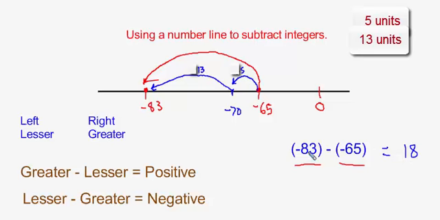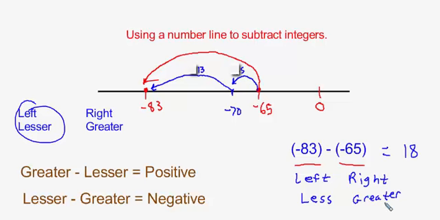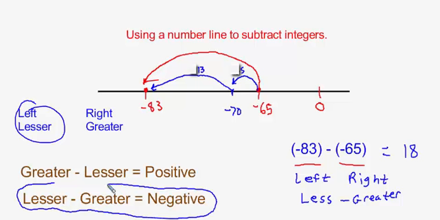Because the negative 83 was first and it was on the left, and numbers on the left are always of lesser value, this one is less than the other one. Negative 65 was written second, and it's to the right of this number on the real number line, and numbers to the right are always greater than numbers on the left. So we have a number of lesser value, and we are subtracting off a number of greater value. Whenever you take a number lesser in value and subtract off one that's greater, you are going to be left with a negative number. So I know my answer is negative 18.